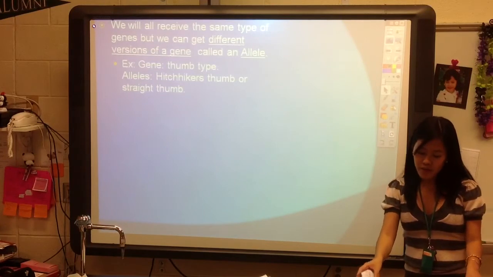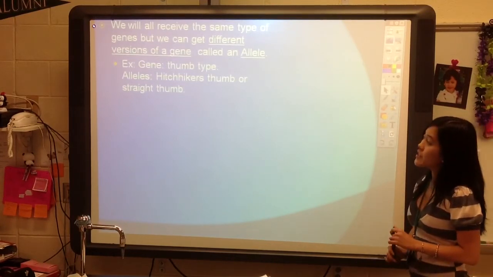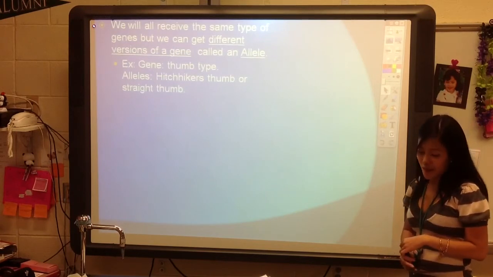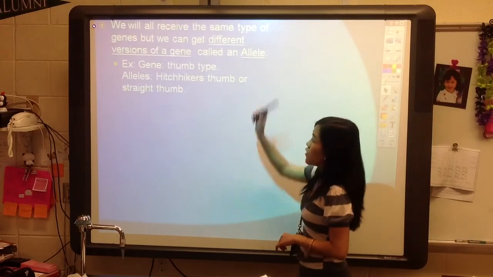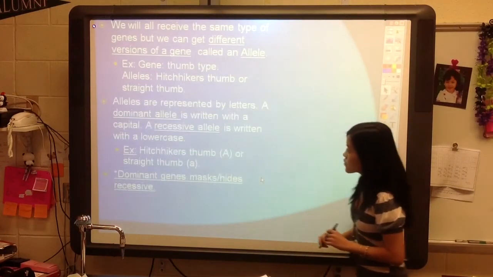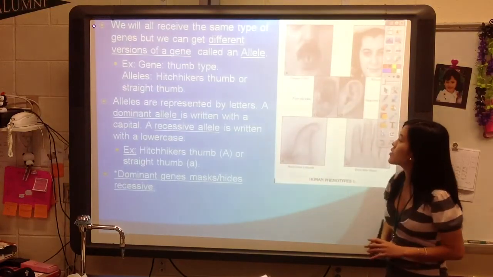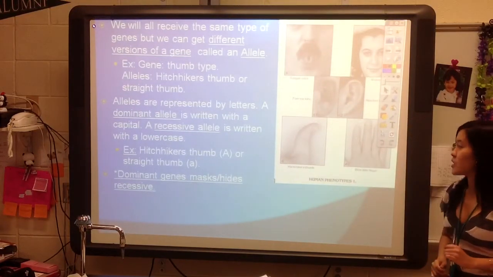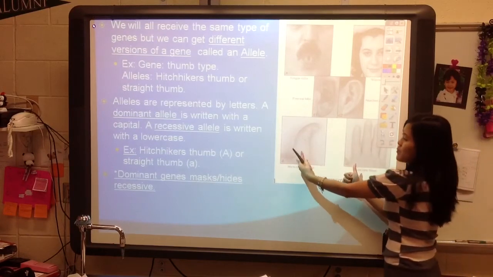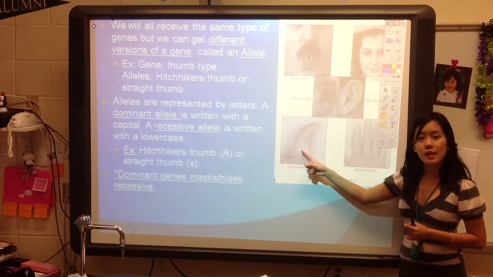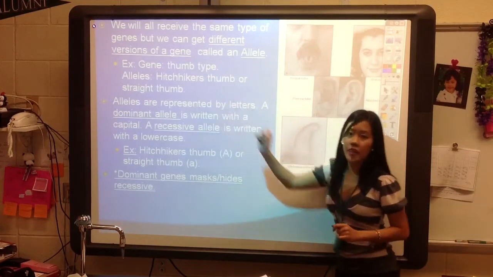So we all receive the same type of genes, but we can actually get different versions of that gene. That's called an allele. For example, here are our examples. An example could be something called hitchhiker's thumb. If you notice, my thumb isn't as curved or as bent as this person's thumb. I have the allele for a straight thumb.